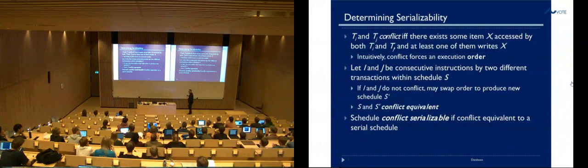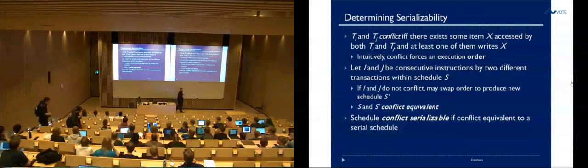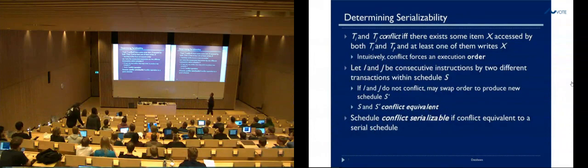But if at least one of them writes this item and the other reads the item, then they have to worry about each other. They have to worry, will I read the value after you write it, or will I read it before you write it? So they have to know the answer to this question, and the system has to know the answer to this question. In that case, there is a conflict between them, but a conflict by itself is not a bad thing, as long as we take care of it.